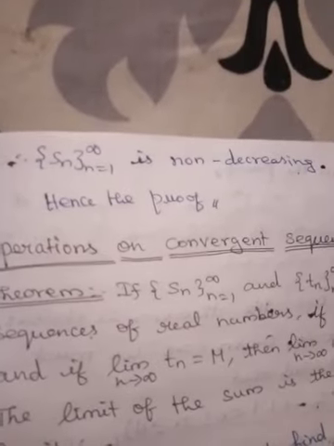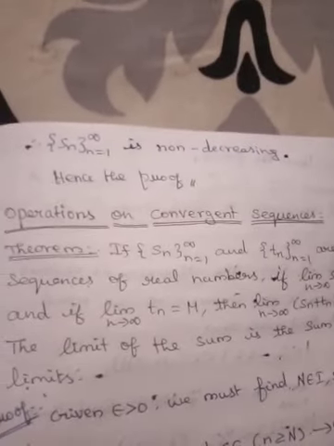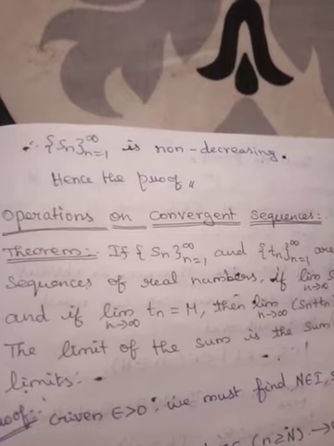Therefore, since {Sn}, n equal to 1 to infinity, is non-decreasing, Sn is greater than M for n greater than or equal to N, hence the proof.